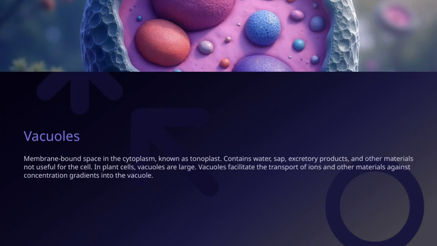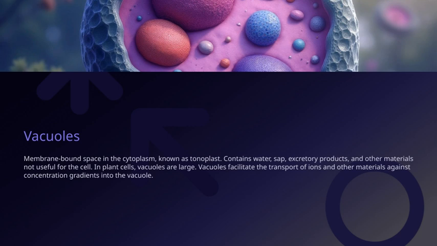Let's take a closer look at vacuoles, which are membrane-bound spaces within the cytoplasm, known as tonoplasts. These structures are essentially storage sacs that hold water, cell sap, excretory products, and other materials that the cell doesn't need right now. It's interesting to note that in plant cells, vacuoles are usually quite large, often taking up a significant portion of the cell's interior. This size helps the plant maintain turgor pressure, which is crucial for maintaining the plant's structure.